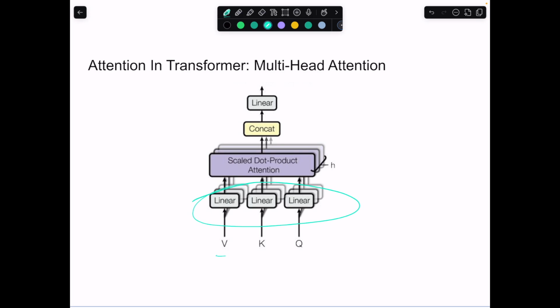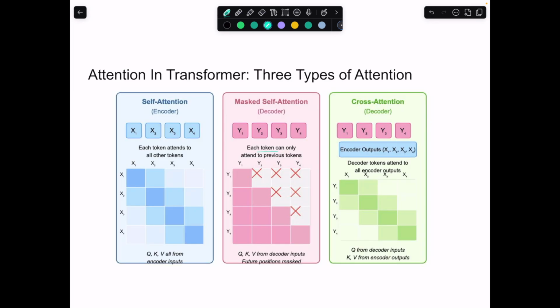a final linear projection. It is very intuitive that with more attention, there's more parameters and the model is bigger and more expressive. But also, this way of having multiple attention running in parallel, according to the paper, makes the model more robust. Next, let's talk about how attention is applied in transformer architecture.